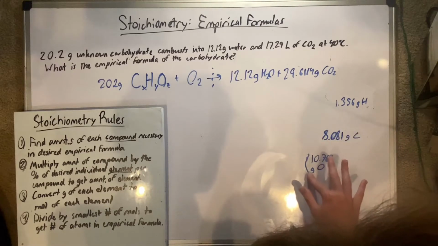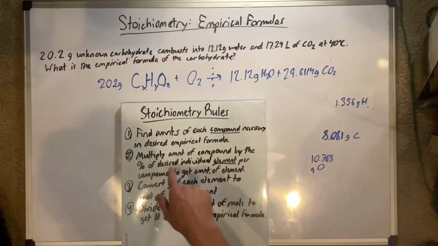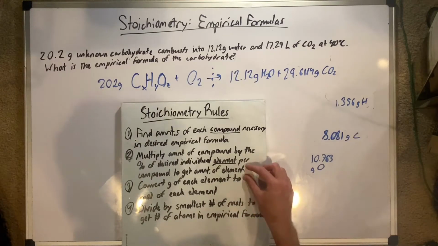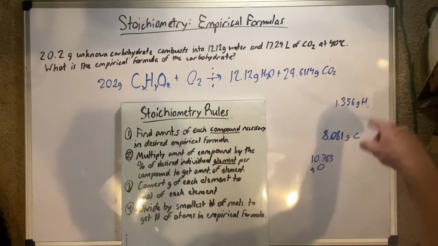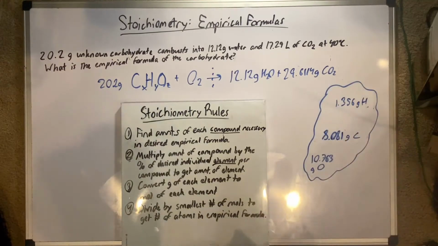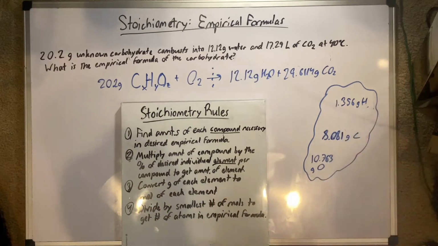Okay, so that's step 2 done. Multiply the amount to get the percentage of desired individual per compound to get amount of element. We got the amount of element in each of our things here. So I'm going to give this a little bubble. Okay, now the third step is convert the grams of each element to the moles of each element. Oh, that's really simple.